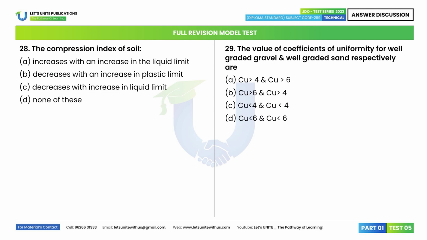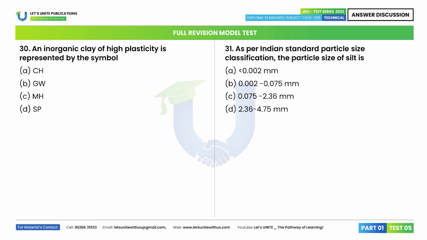Twenty-eighth question, compression index of soil increases with an increase in liquid limit. Option A is the correct answer. Twenty-ninth question, the values of coefficient of uniformity for well graded gravel and well graded sand respectively are Cu greater than 4 and Cu greater than 6. Option A is the correct answer. Thirtieth question, an inorganic clay of high plasticity is represented by the symbol CH. Option A.